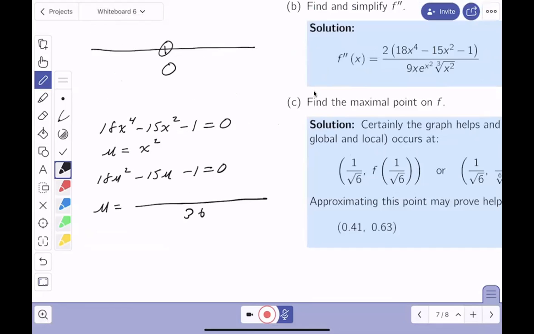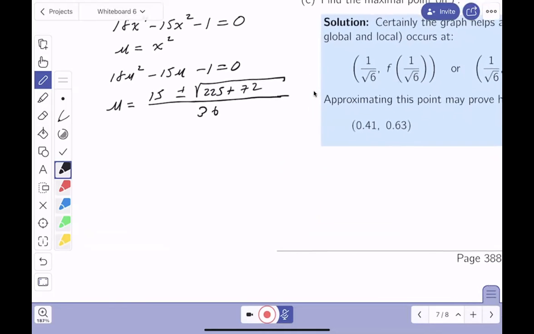36, 15 plus or minus. Let's see, 15 squared is 225 minus 4 times a times c. What's going to be plus, and 4 times 18 is 40 and 32, 72.